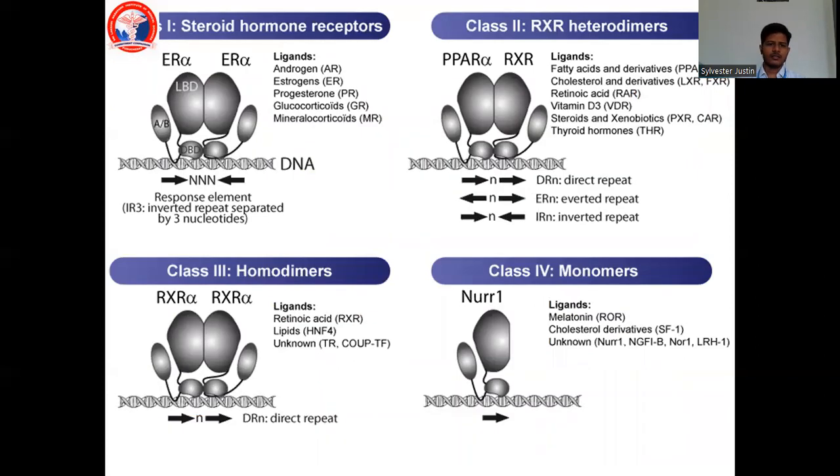This is another slide which is showing the classification in another way. Class 1 is steroid hormone receptors. Class 2 is RXR heterodimers. Class 3 is homodimers, and class 4 is monomers.